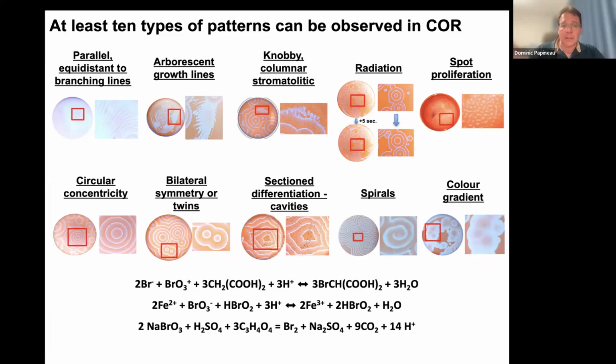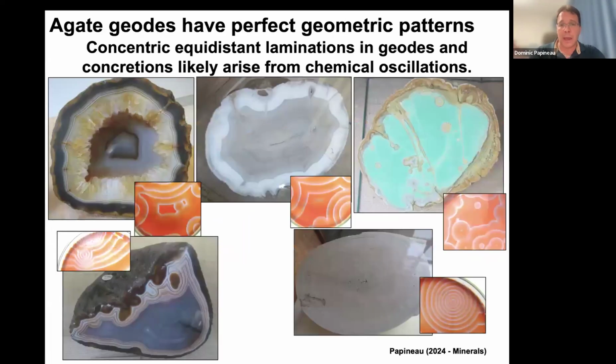Over the last 10 years, I've been comparing a lot of these patterns to things that are enigmatic, like I was introducing. So we have the agate geodes, with circular concentricity here and beautiful cavity patterns. You have examples that are not identical, but definitely self-similar.